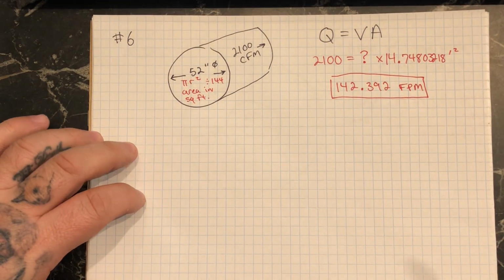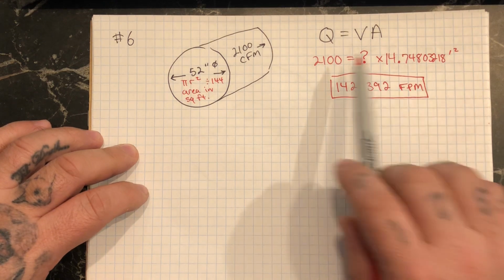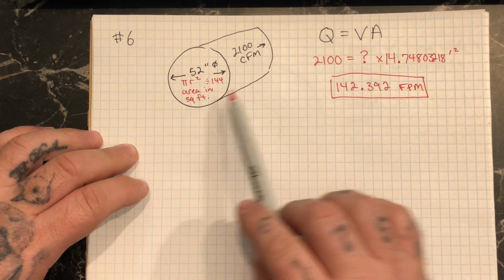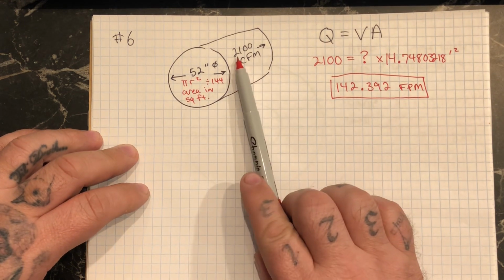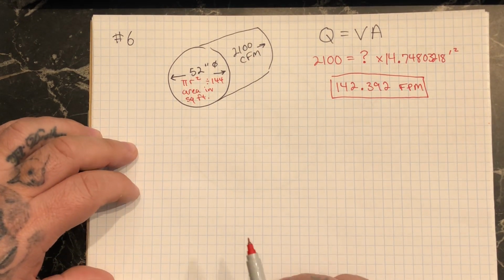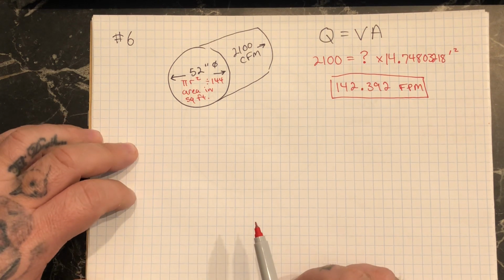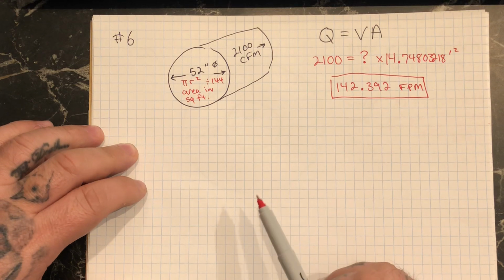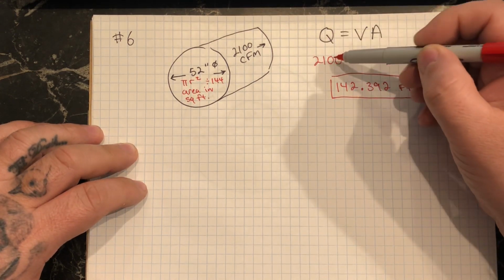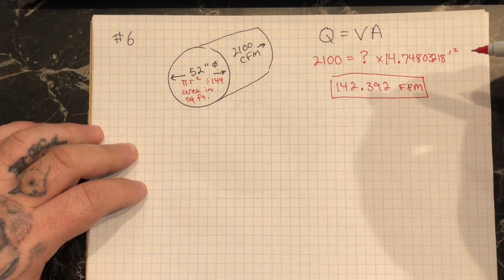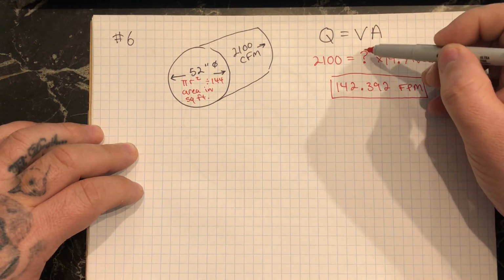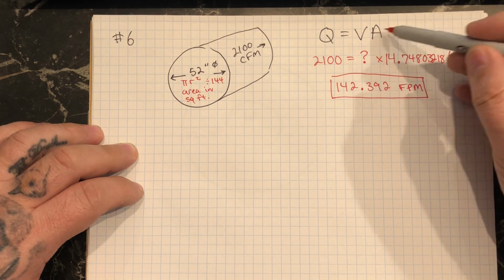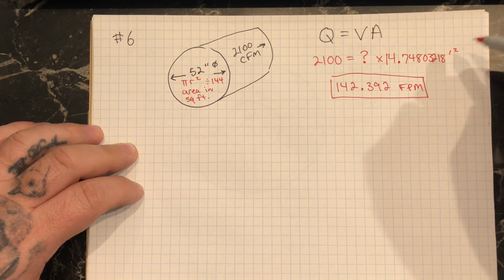Number 6 is a Q equals VA question. We have a 52-inch diameter duct. It's a round duct. It has 2100 CFM going through it, which is barely anything for a duct that size. So a Q equals VA. Q is quantity. We know what that is, 2100 CFM. Our velocity is what we're looking for, so that's the question mark in this question. And then our area is going to be an area in square feet.